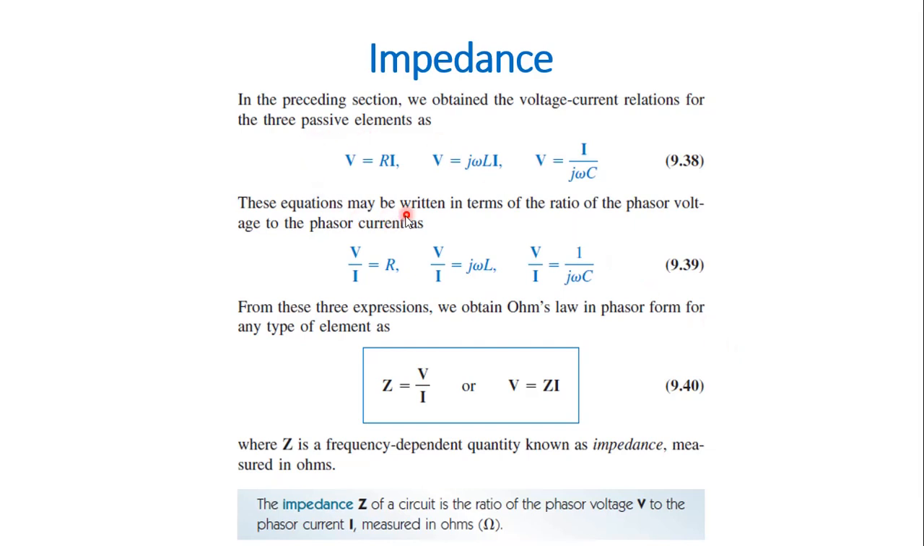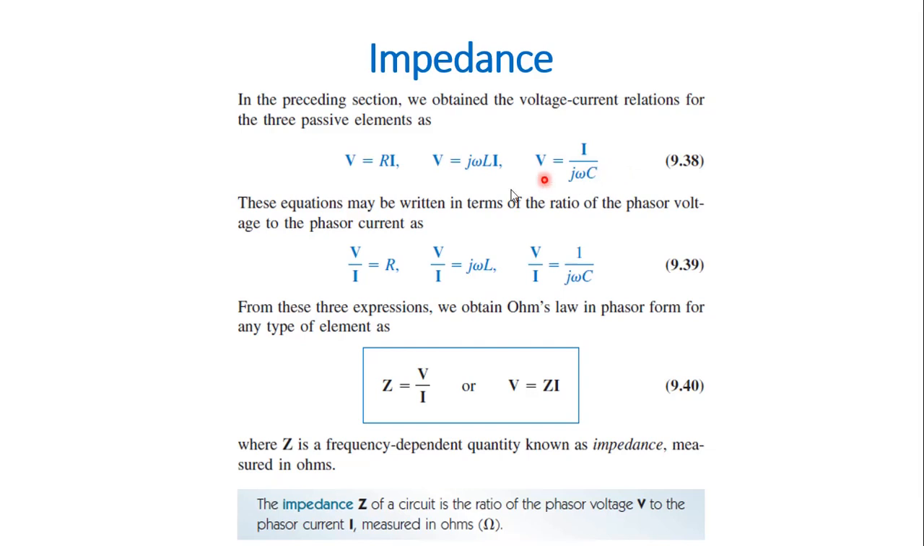So the phasor relationship between voltage and current of a resistor is V is equal to IR. It follows Ohm's law. And for an inductor, the relationship between voltage and current is V is equal to j omega L into I, and as far as a capacitor is concerned, V is equal to I by j omega C. So this is the relationship between voltage and current for a resistor, inductor and capacitor.